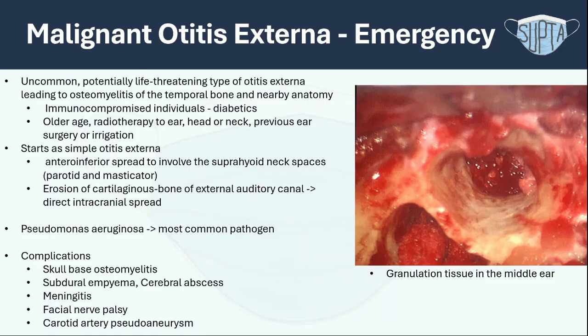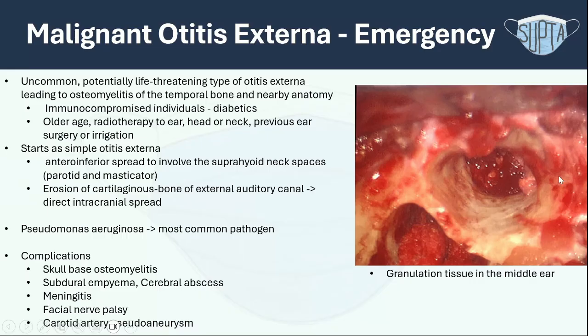So malignant otitis externa is a medical emergency. It's uncommon, it's potentially life-threatening, and tends to happen in people who are immunocompromised, like diabetics, older age, radiotherapy to the ear. It does start off typically as simple otitis externa, but then it spreads to the suprahyoid neck spaces, so the parotid and masticator areas, and you have erosion of the cartilaginous bone of the external auditory canal and direct intracranial spread. And this is why it's such an emergency, because the complications include osteomyelitis, subdural empyema, cerebral abscesses, meningitis. So a lot of really nasty cerebral complications just because of the middle ear's location and the way that the infection can spread.